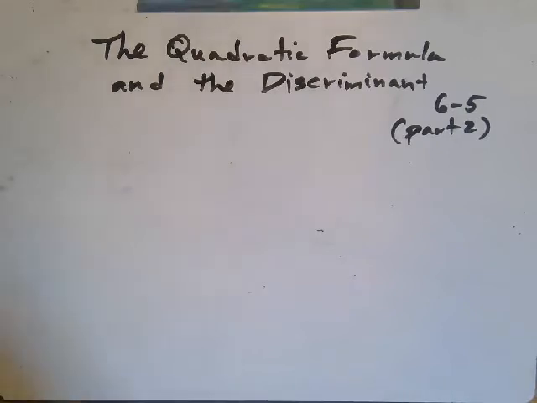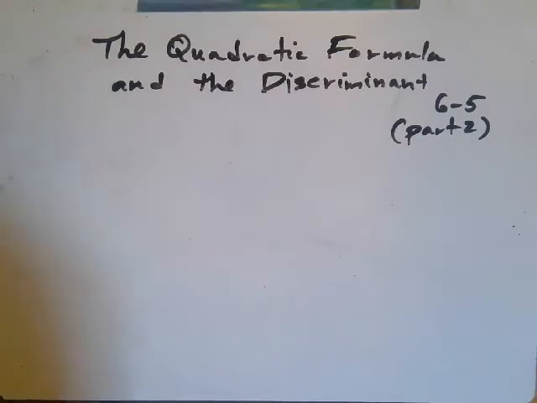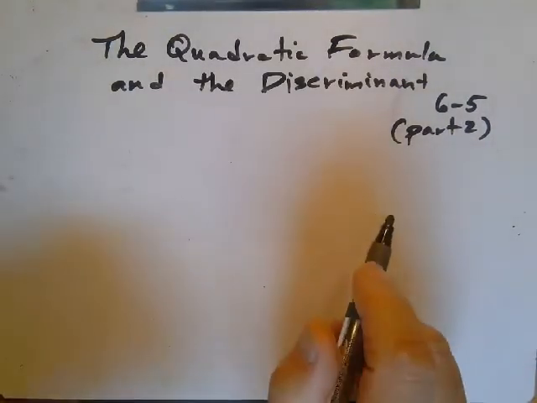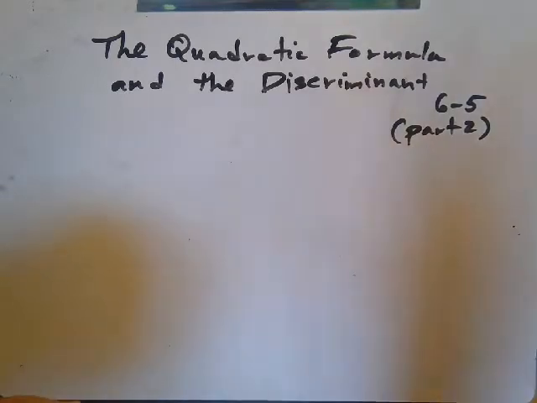Right, we're back and we're going to take a look at second day here, talking about the quadratic formula and the discriminant. That's section 6.5. We're going to do part 2. And today I just want to focus on the story problems and take you through how to use the calculator to do that a little bit.